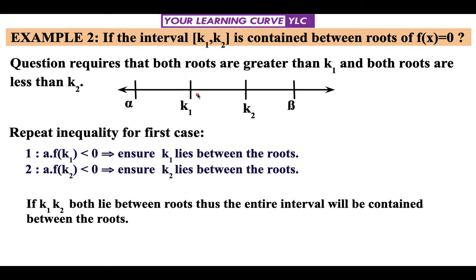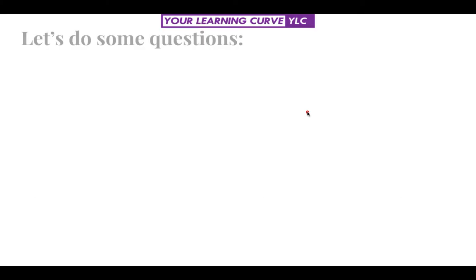One more thing that you might be thinking: how can we be sure that this entire interval is contained between alpha and beta? For that, if k1 is between alpha and beta, and k2 is between alpha and beta, then it is not possible that any point of this interval will be excluded. So this entire interval is contained between alpha and beta.